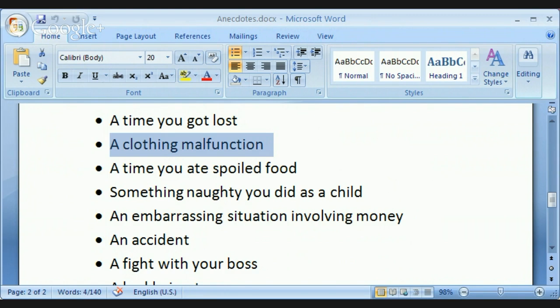Do you know what that means? A clothing malfunction? What am I talking about? Well, it's something like that. A tiny clothing malfunction. I mean, when you try a clothing.